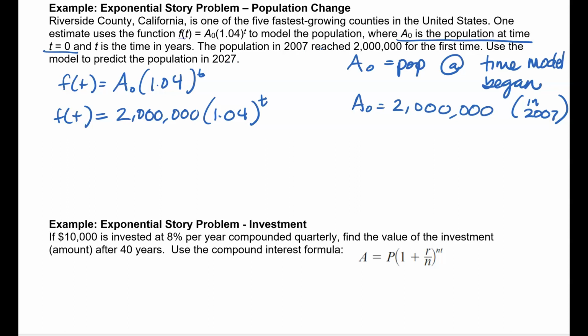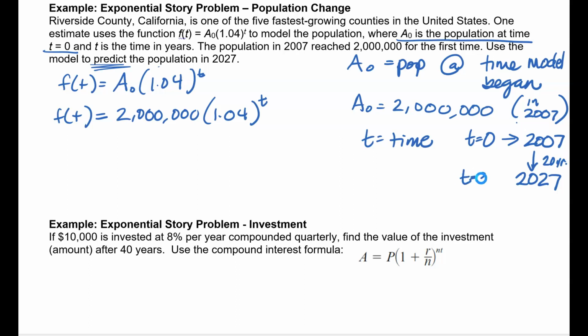And so let's figure out what the question is. It says, use the model to predict, usually that means plug and chug, or you can look at the graph, the population in 2027. So we have to figure out what we plug in for t. So t equals time. When t equals 0, that represented 2007. So if I'm interested in the time of 2027, we have to figure out how many years went by. Well, 20 years went by between 2007 and 2027, so t is going to equal 20.